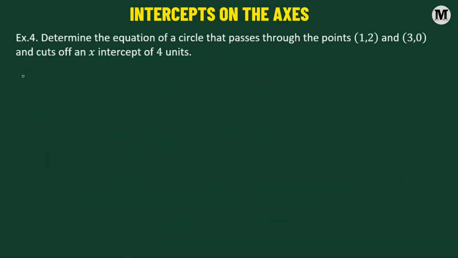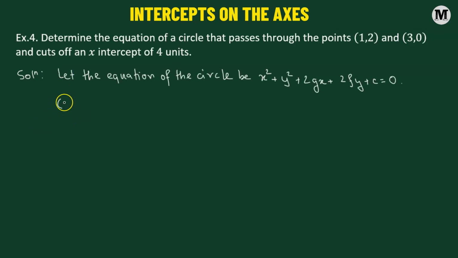Problem number 4. Determine the equation of a circle that passes through the points (1, 2) and (3, 0) and cuts off an x-intercept of 4 units. We'll begin the problem by first considering the general equation of a circle. It's given that the circle passes through the point (1, 2), which means that this particular point is going to satisfy the equation of the circle.